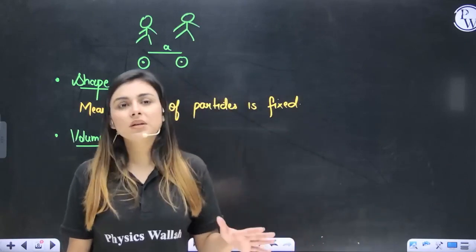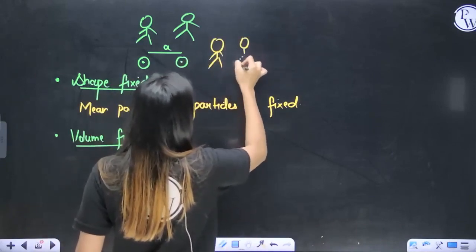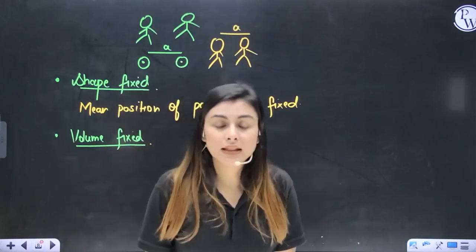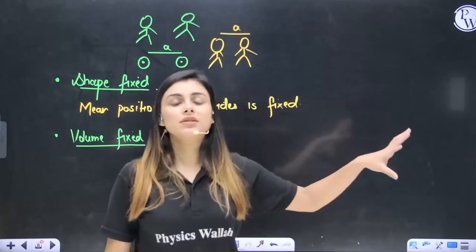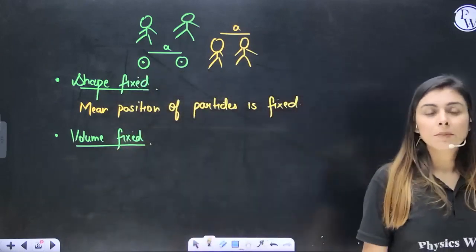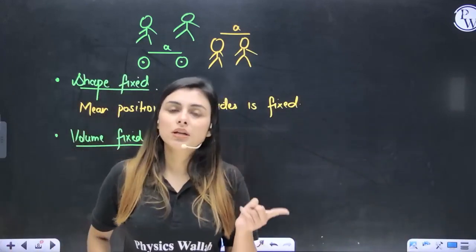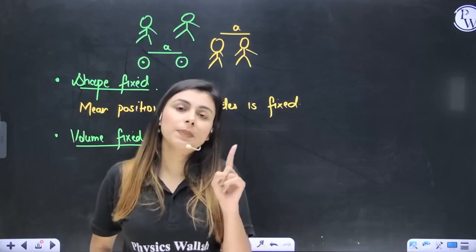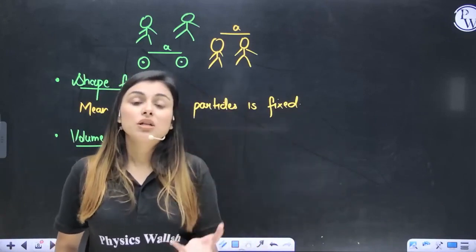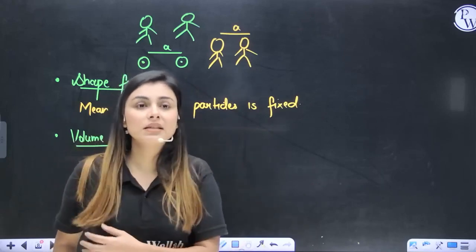Right? This means that now these can move here. They can come here. But the distance still remains A. That means they can change their mean position. These two friends can go here, but the distance between the two cannot change. That means mean position is not fixed now, but the distance, interparticle distance, is fixed. When this happens, actually the volume is fixed, but the shape is not fixed, right? Yes, because the mean position has changed.